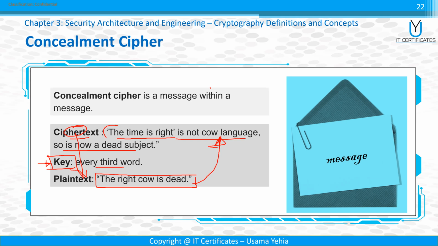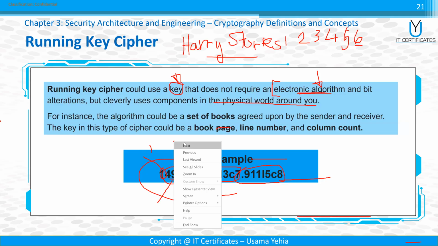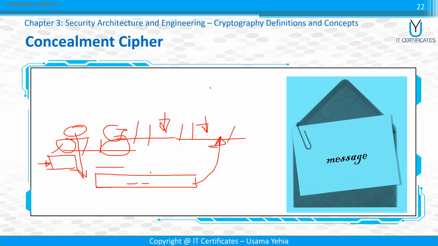Then the first word is there. Then 1, 2, the third one is right. Then 1, 2, the third one, cow. Then the right cow. Okay. 1, 2, then is. 1, 2, is dead. This is the key. Then this means that we are able to read the message.